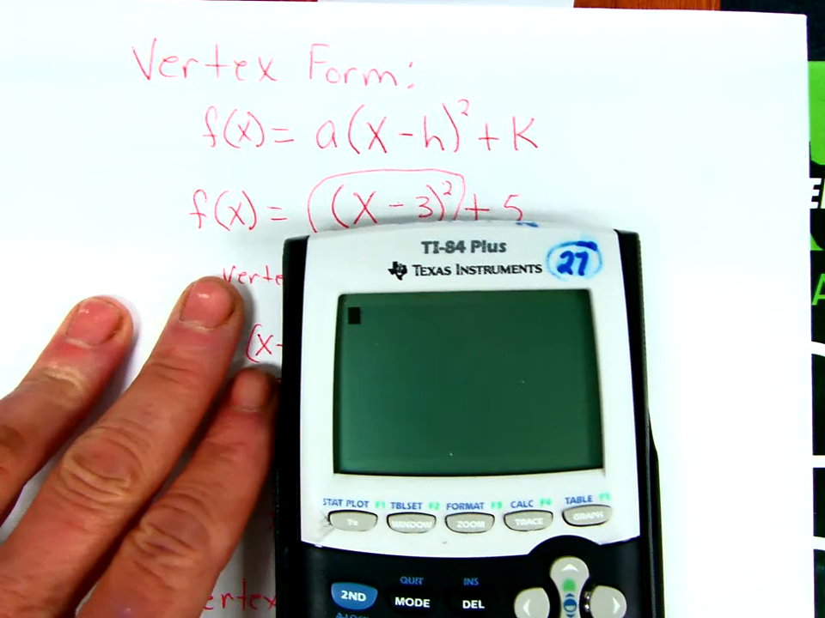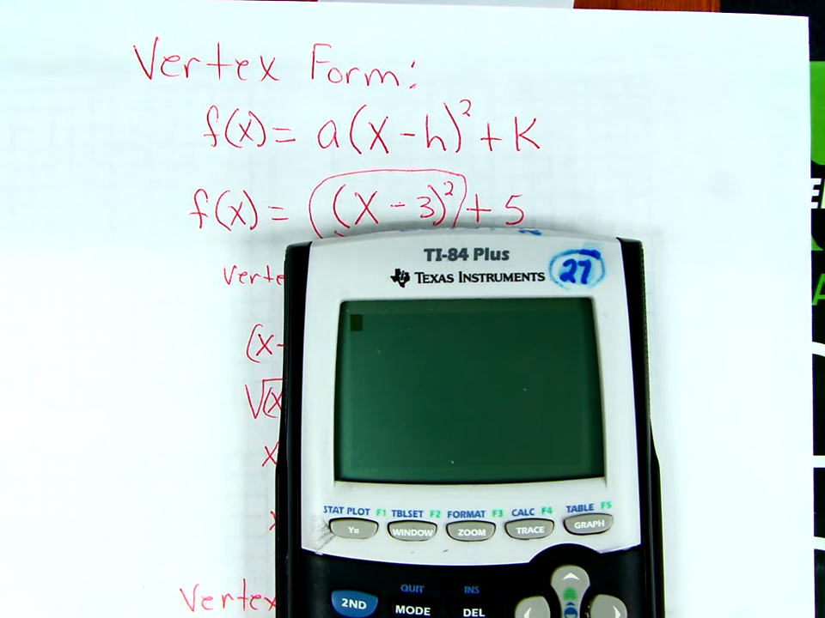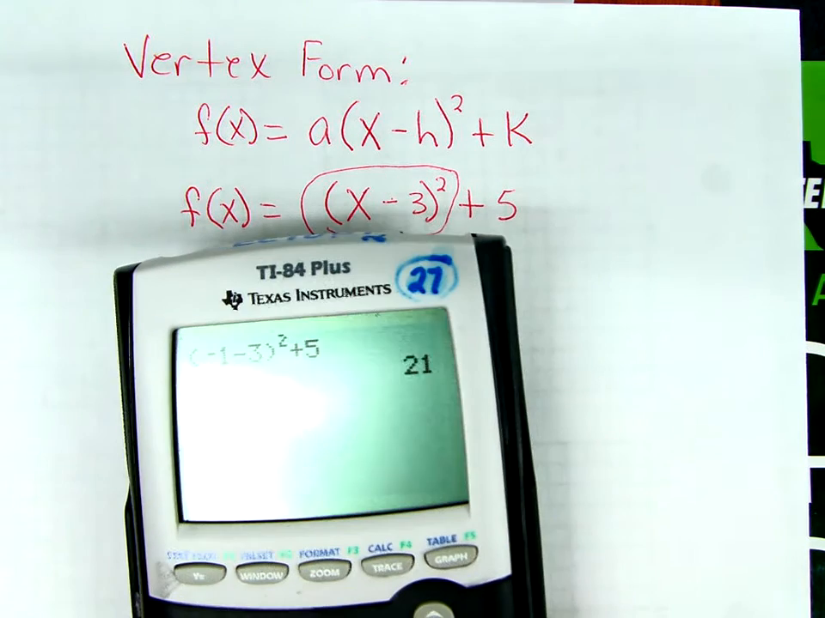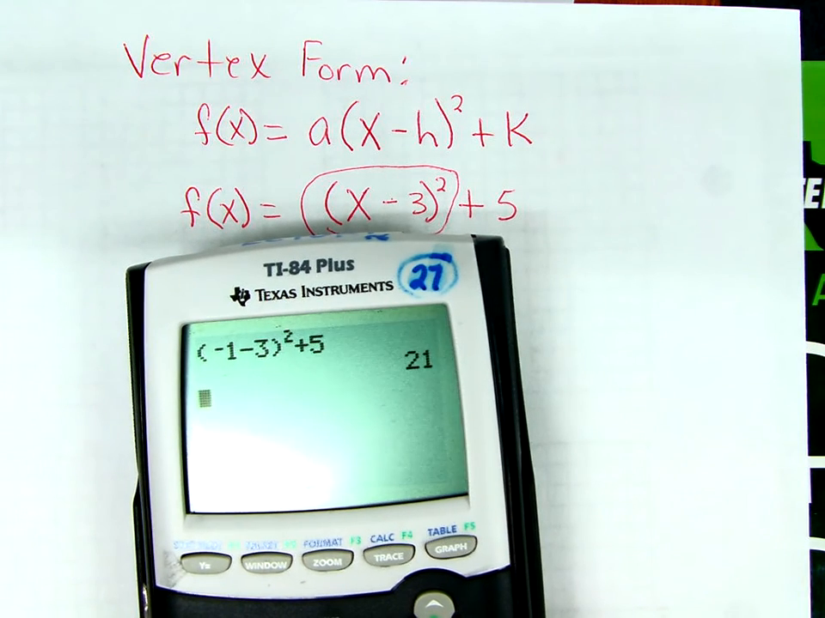I hope you can see this on the video. I can't see it on the screen here at the school, but it looks like it's been recording all right. So use the parentheses, -1 minus 3, close the parentheses, square, plus 5, enter. So the value for my first one is 21.